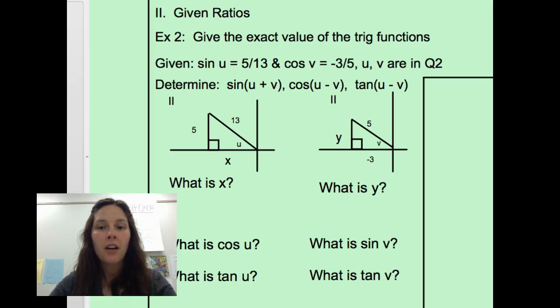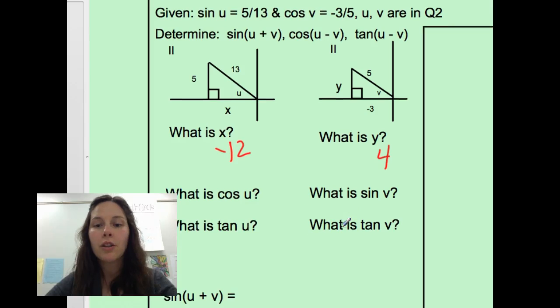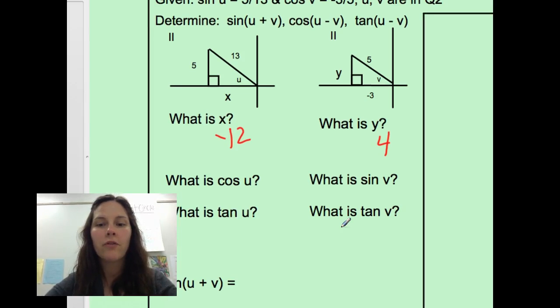So knowing we're in the second quadrant for both angles, we know that our x value will be negative, and this is a Pythagorean triple. So if you remember 5, 12, 13, we know that x is negative 12. And our second one is a Pythagorean triple as well, 3, 4, 5. And our y value will be positive in the second quadrant. Then we can use those to set up SOHCAHTOA for the other missing trig functions.